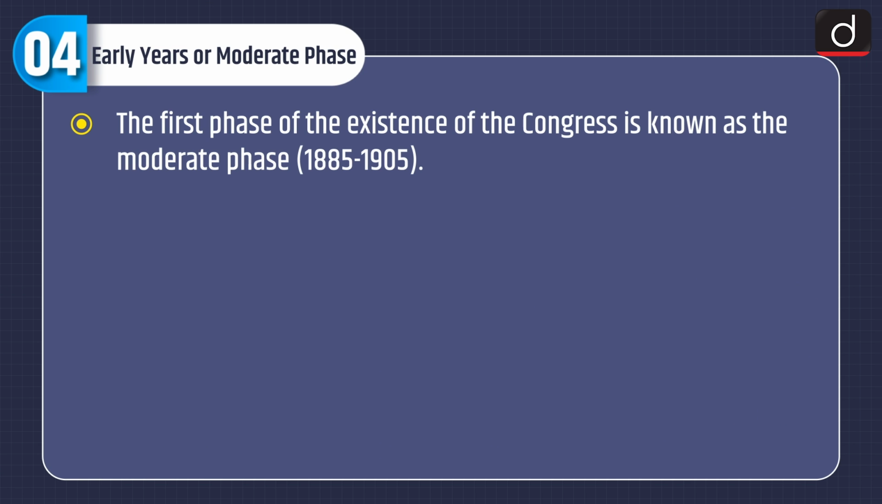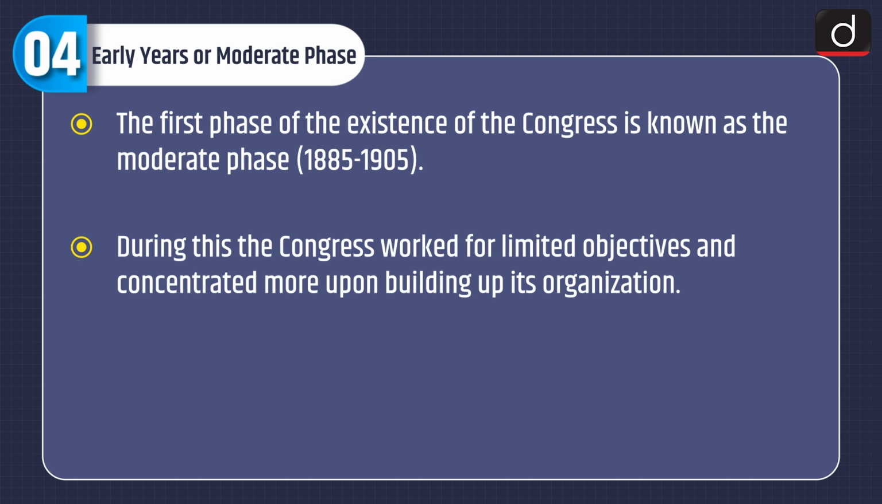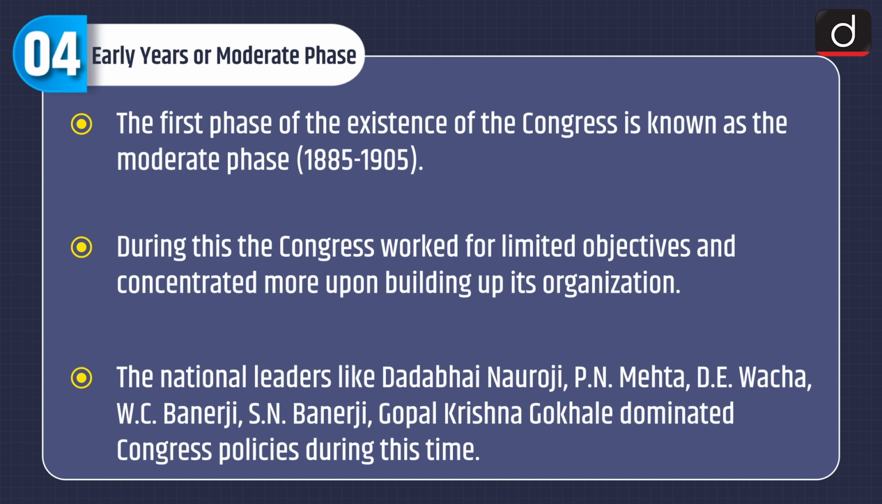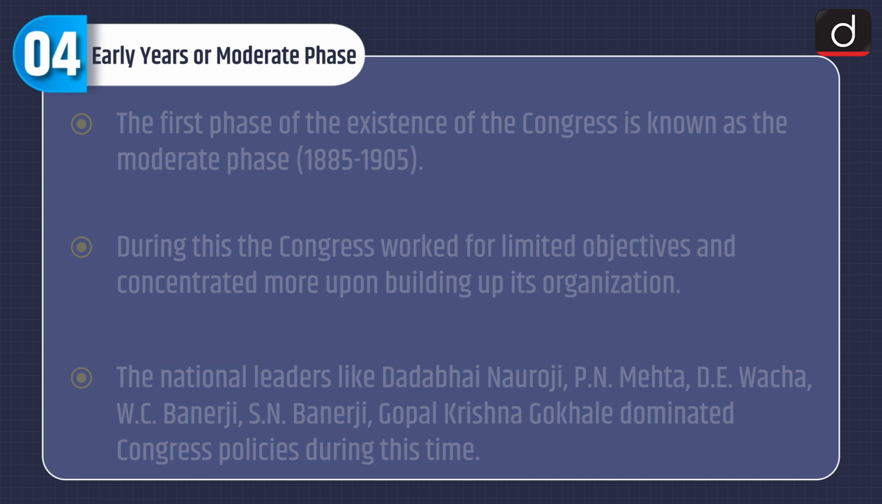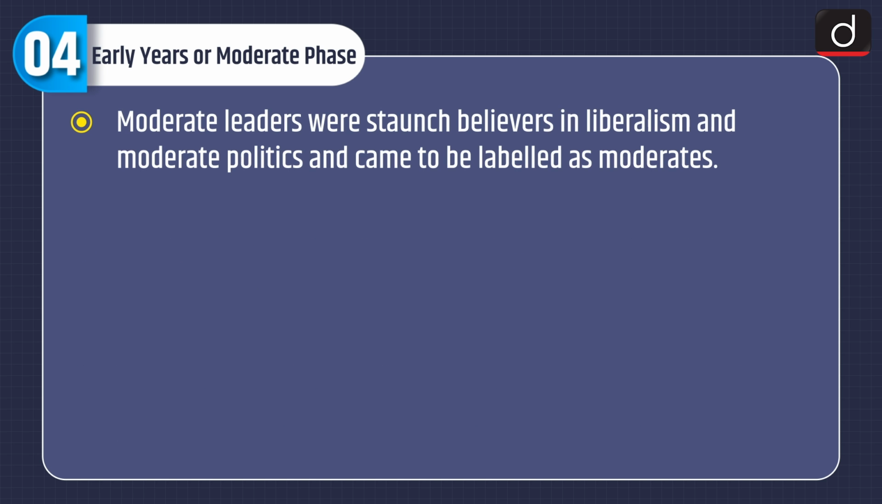Early years or moderate phase. The first phase of the existence of the Congress is known as the moderate phase, 1885 to 1905. During this, the Congress worked for limited objectives and concentrated more upon building up its organization. The national leaders like Dadabhai Naoroji, P.N. Mehta, D.E. Wacha, W.C. Banerjee, S.N. Banerjee, Gopal Krishna Gokhale dominated Congress policies during this time. Moderate leaders were staunch believers in liberalism and moderate politics and came to be labeled as moderates.